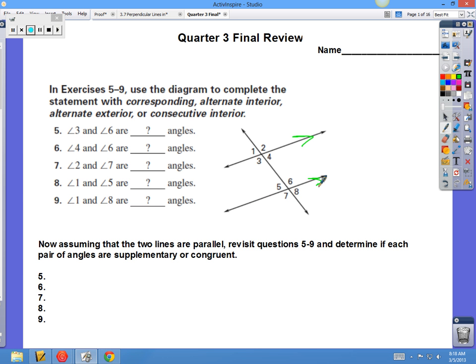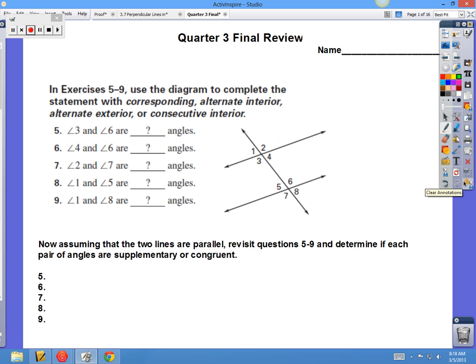So when your lines are parallel, these 8 angles, half of them are going to be congruent, the other half are going to be congruent, but the ones like 1 and 2 will always add up to be 180. So half are going to be congruent, the other half will be congruent, but they will be supplementary to each other. So they're going to add and give you 180. So number 5, 3 and 6.